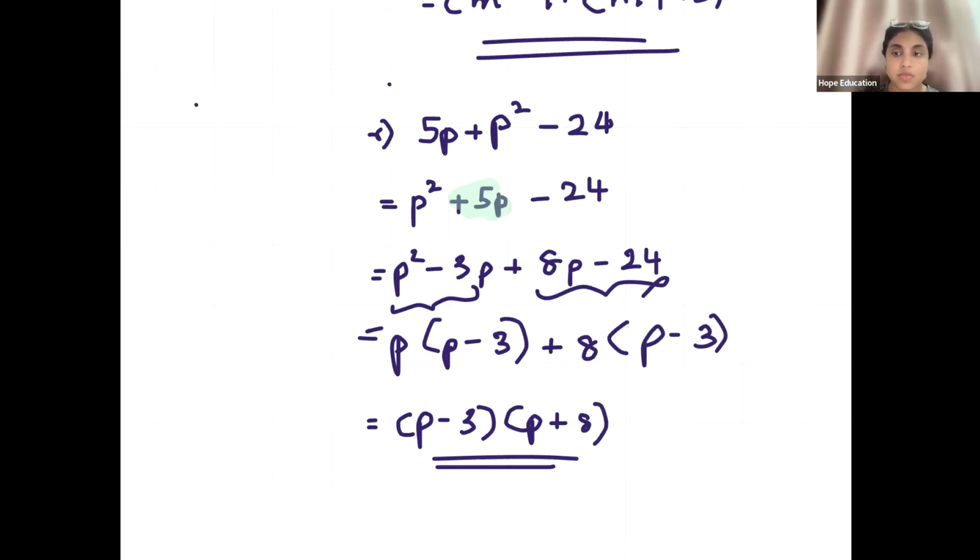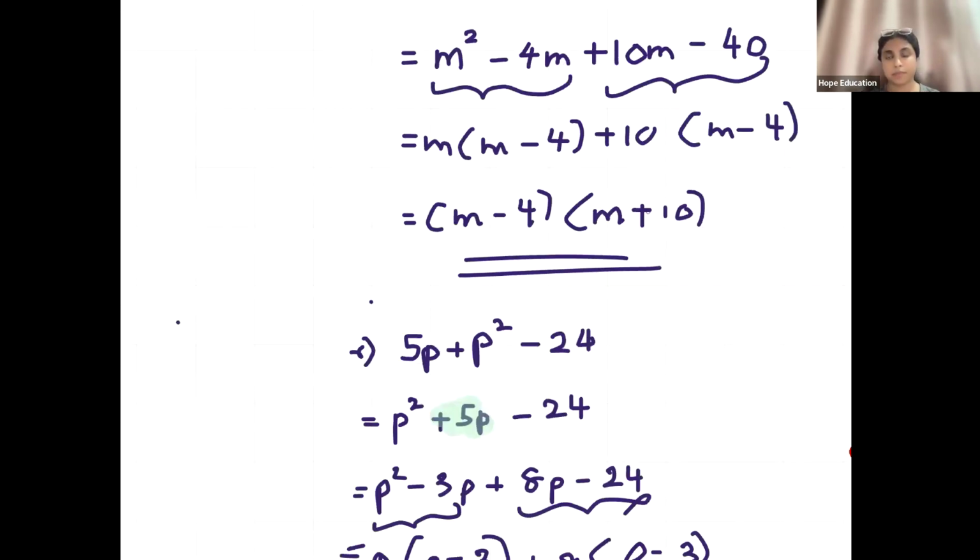Sami, is this for the previous one? M plus 10, M minus 4. Yeah, that is correct, Sami. I only saw it now. That is correct. Only the order is different, so that is okay.